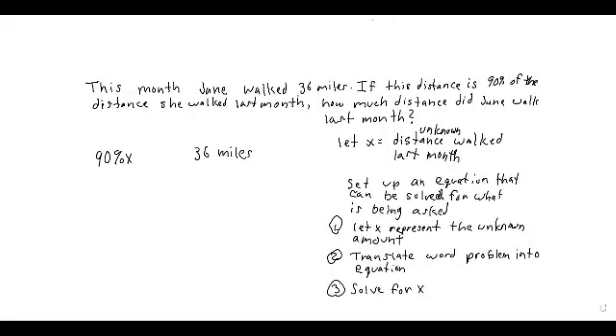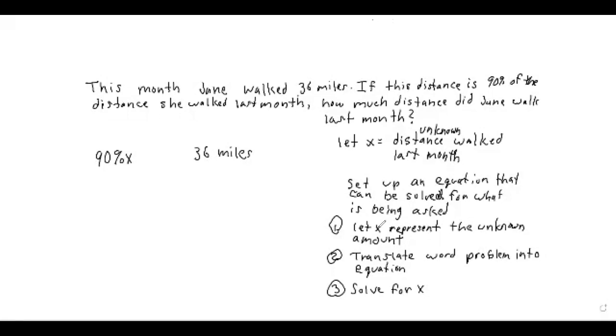Now, what we're going to do is look at the question. First of all, we have to have a procedure for what we're going to do. We're not just going to look at a word problem and hope that it comes to us in our minds, right? So if you look here to the right, the procedure is such. We set up an equation that can be solved for what is being asked, right? So we're looking at the word problem. How do we do that?